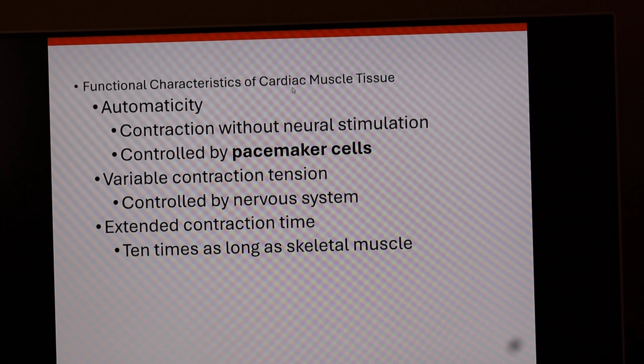Functional characteristic of cardiac muscle: automaticity. This is contraction without neural stimulation. It's controlled by pacemaker cells. We shall go in depth on this when we get to the cardiovascular system.